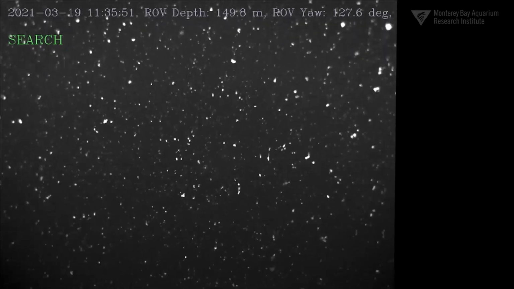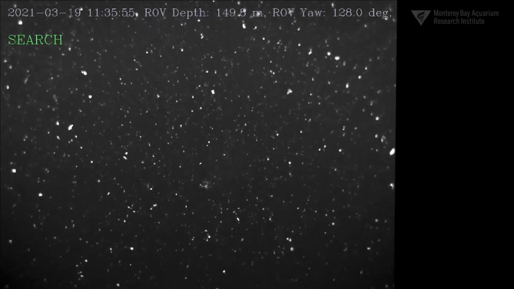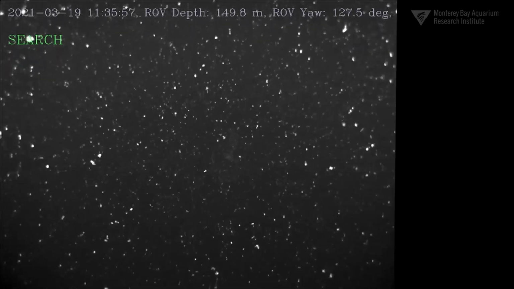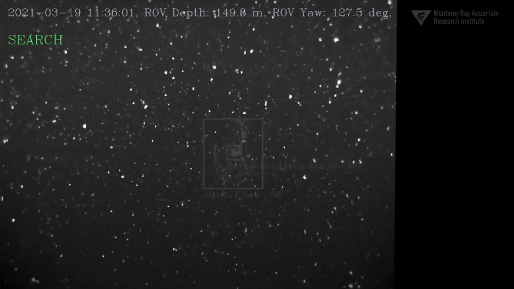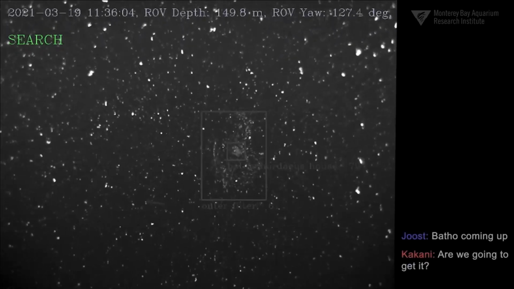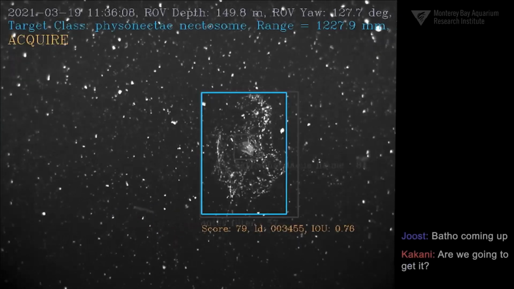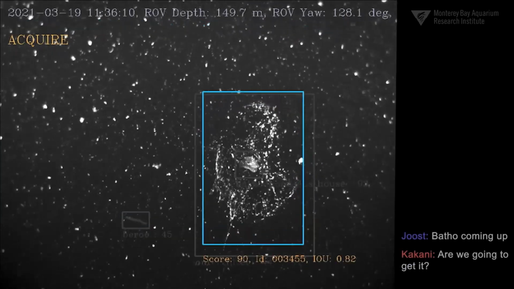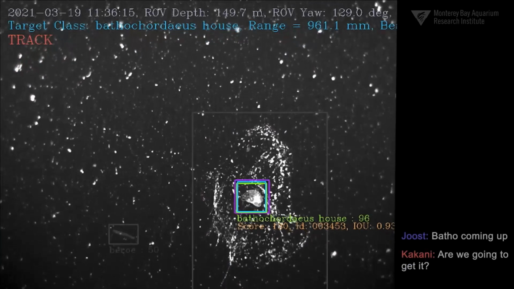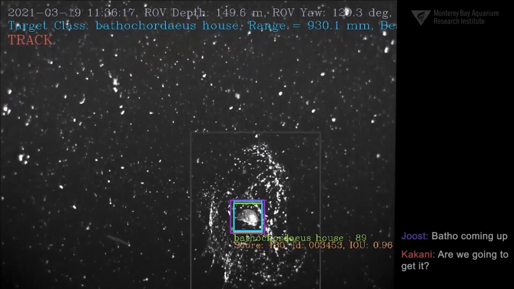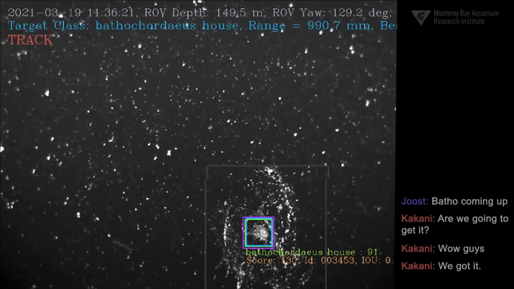So again, this is just for demonstration on a remotely operated vehicle. So the human is fully in the loop because it's connected by a fiber, and you can actually make sure that it's doing the right thing. But as the model detects the object that it's trying to spot, so the target here is Bathocordeus, a type of larvacean, it finds it, acquires it, and then sets up the object track, and then just sits on it and images it for as long as the mission is set up to do.